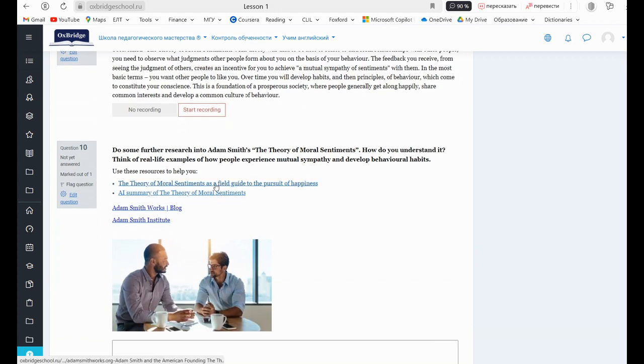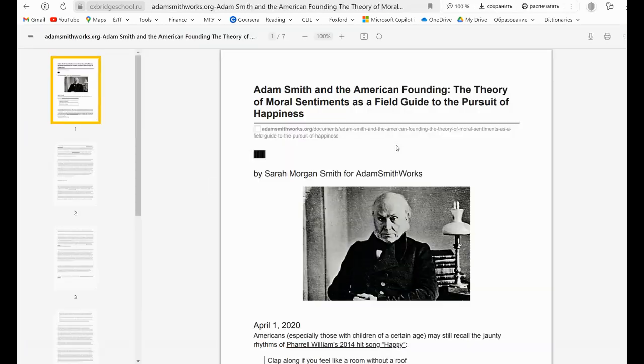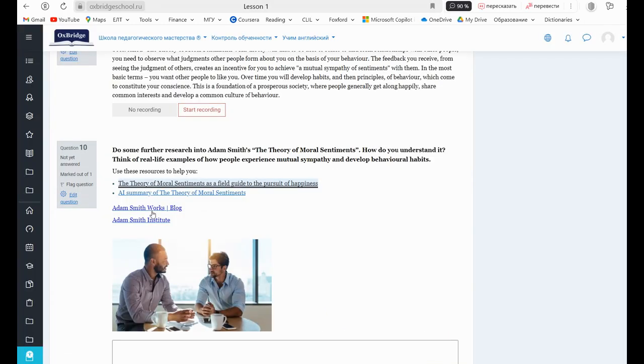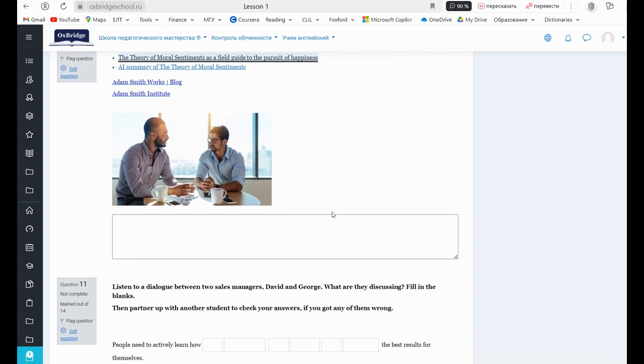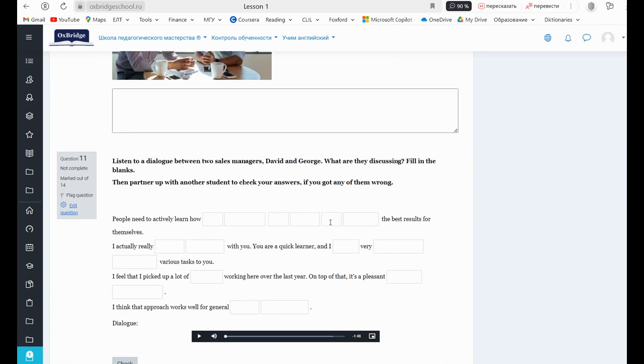They can do a little bit more digging, read an article or two. These are actually links to websites, so that might not be what the teacher wants to spend time on during the course, but at least the articles are easily accessible. They jot down their thoughts, and then they can listen to a dialogue.